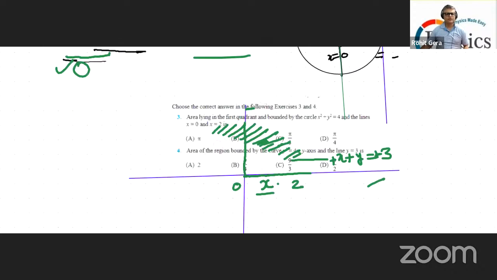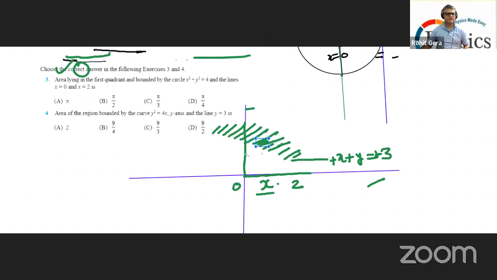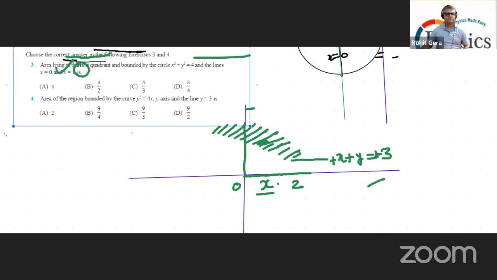It's not a very difficult topic to do. It's, I think, fairly straightforward. You just need to get your diagram right.